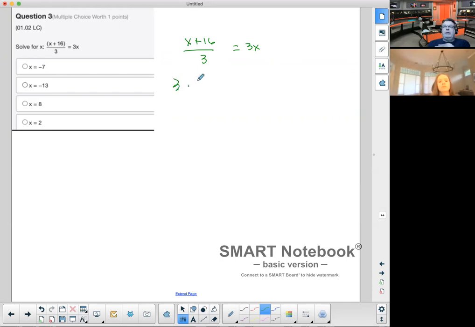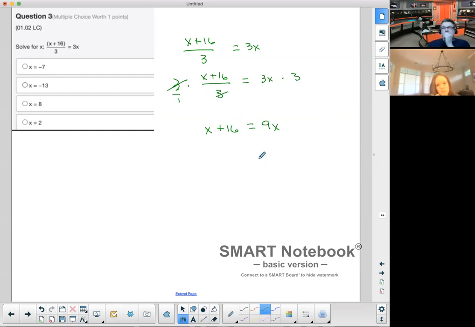So 3 times x plus 16 over 3 equals 3x times 3. And then these cancel out because this is really like 3 over 1. So they can cancel out. And we're left with x plus 16. Is that okay? Mhm. And that's going to be 9x. So what would you do next?